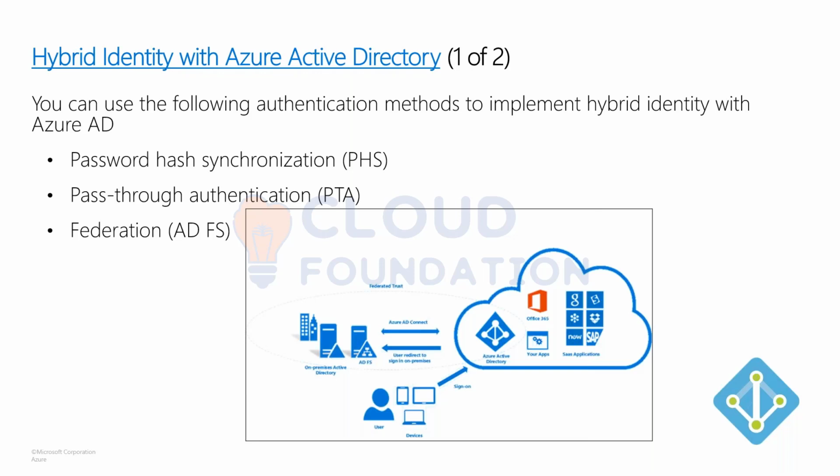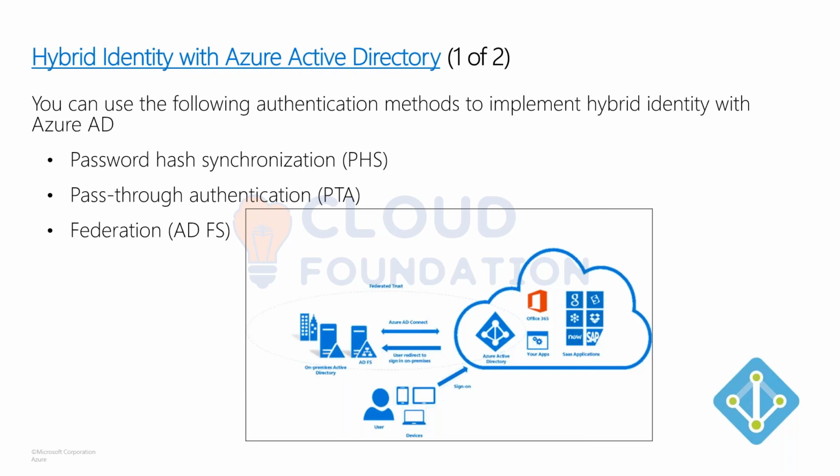Here you have three types of synchronization. One is password hash synchronization. The simple meaning is that the hash value of your users gets synchronized with Azure Active Directory. Second is pass-through authentication, where you have an agent which is installed on the client environment, the client Active Directory. That is your pass-through authentication. Third one that you have over here is federation, which is Active Directory Federation Services.